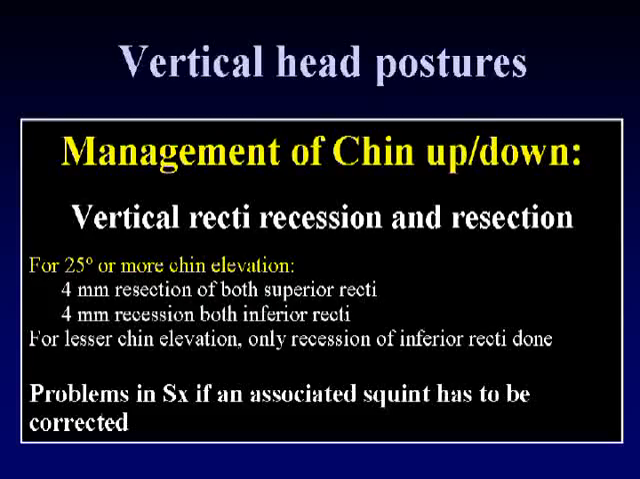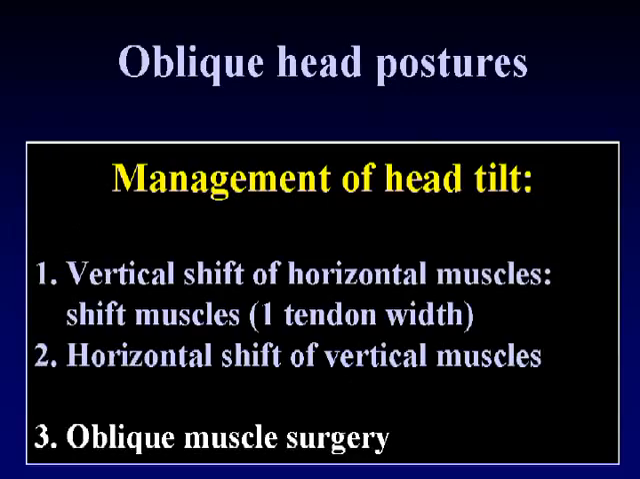It becomes a problem if there is an associated horizontal squint, because then you would have to operate on more than two muscles in either eye. But you can start off with recessions and correction of the horizontal squint and stage the resection procedure at a later date. For head tilts and oblique head postures, because of torsional nystagmus, you can do either vertical shifting of the horizontal muscles or horizontal shift of vertical muscles, or preferably the oblique muscle surgeries.